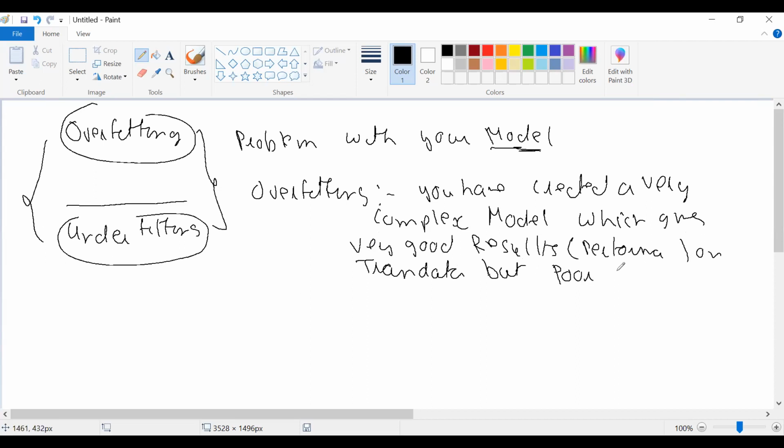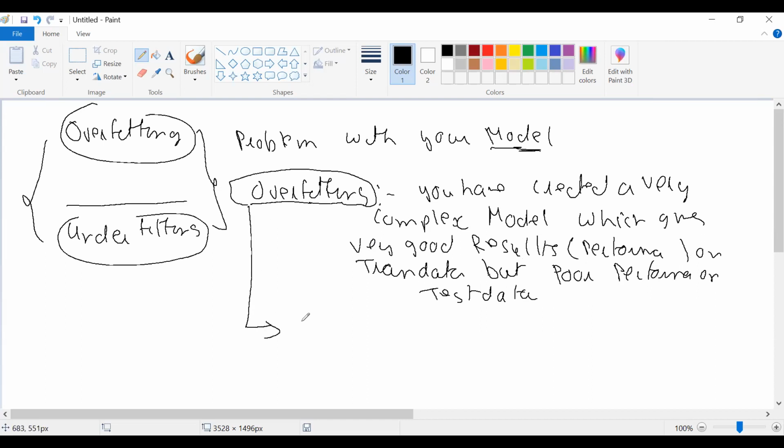But poor performance on test data. Poor performance on your test data. So basically in overfitting, try remembering this one line. अगर पूरे sentences याद नहीं रहते, in overfitting, model tries to mimic the data. Model जो है वो data की mimicry कर देता है. Model tries to mimic the data.